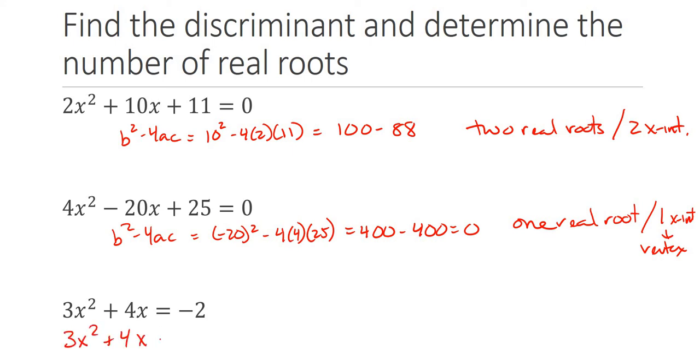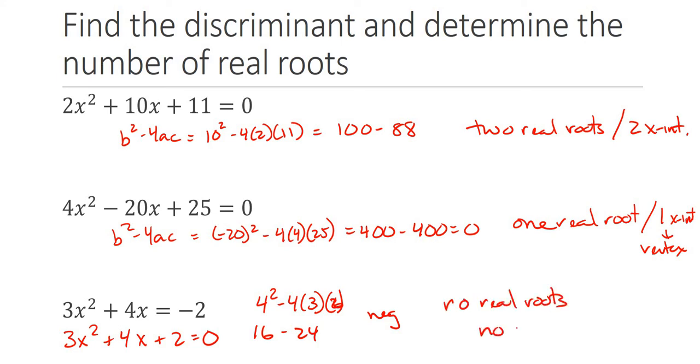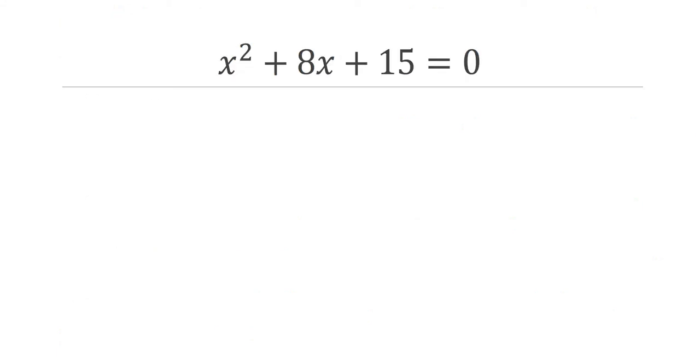All right, let's look at our last scenario. Don't forget that when it's not written in standard form, you have to add the 2 to the left-hand side. B squared minus 4 times A times C gives me 16 minus 24. That's negative. So there are no real roots, no x-intercepts. So that's how the discriminant works. It doesn't give us the actual solution, but it does tell us how many solutions we might have.